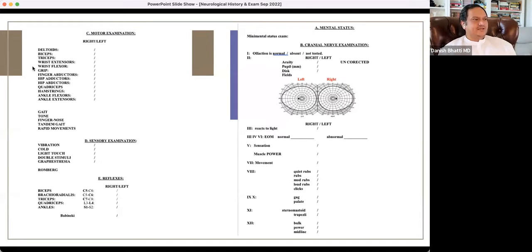The motor examination, the common movements that we check, not muscles, we check movements, and each movement may be caused by more than one muscle. And then the gait and coordination, the sensory exam and reflexes, which is part of either motor or gait examination, whichever way you want to think about it.